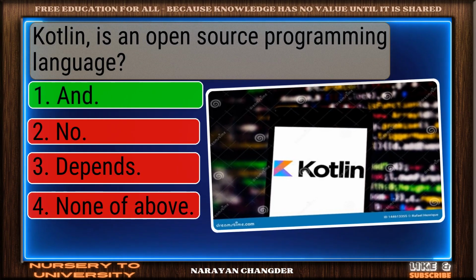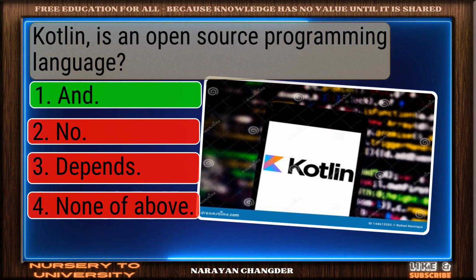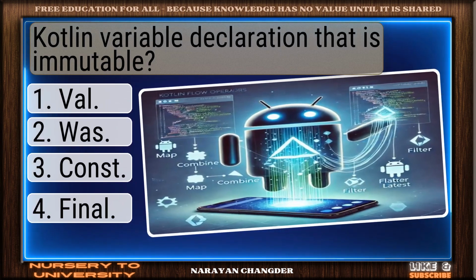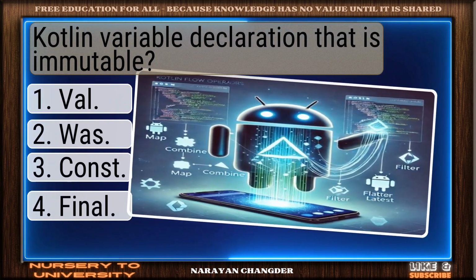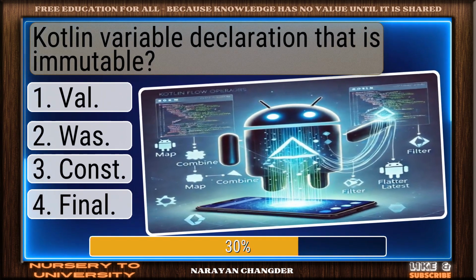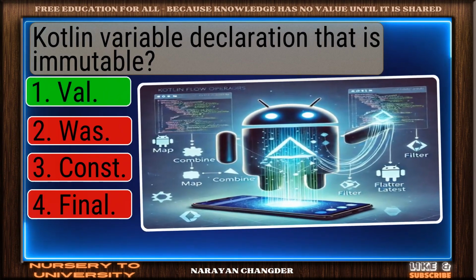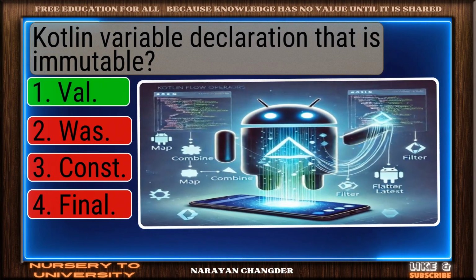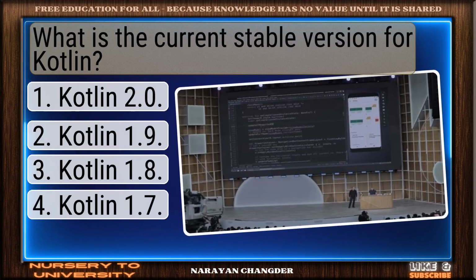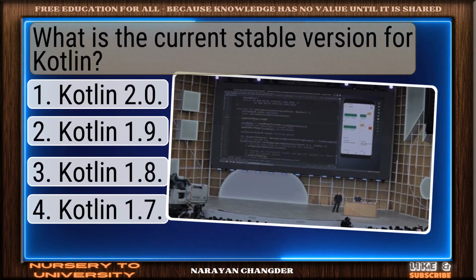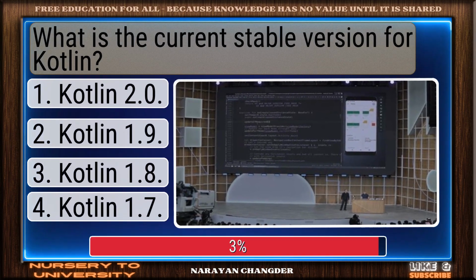On track. And is the correct answer. Question number 46. Kotlin variable declaration that is immutable. Perfect. Val is the correct choice. Question number 47. What is the current stable version for Kotlin?